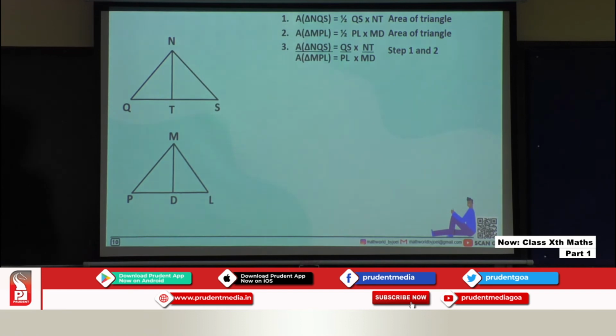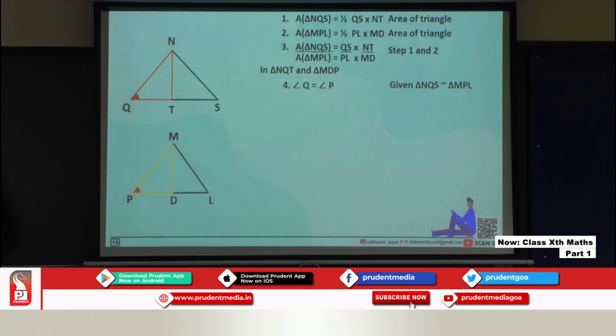Okay. Now, next thing what we are going to do is we are going to look at these 2 triangles, NQT, which is the orange colored triangle over here, and MDP, which is part of the other triangle. Okay. Now, in these 2 triangles, angle Q is equal to angle P. I had already told you in the previous slide, keep this thing in mind. So that is what we have. So angle Q is equal to angle P. And why did I tell it was equal? It was equal because the entire triangles NQS and MPL are similar. So angle Q is equal to angle P, given that NQS is similar to triangle MPL.